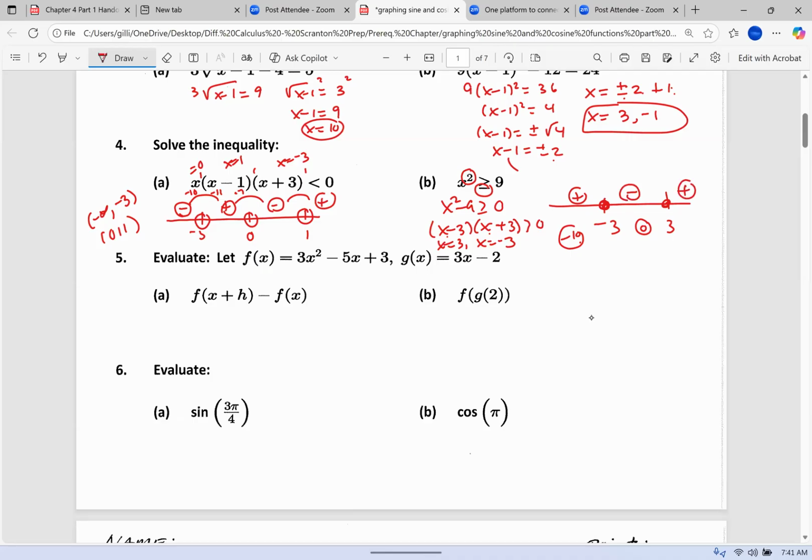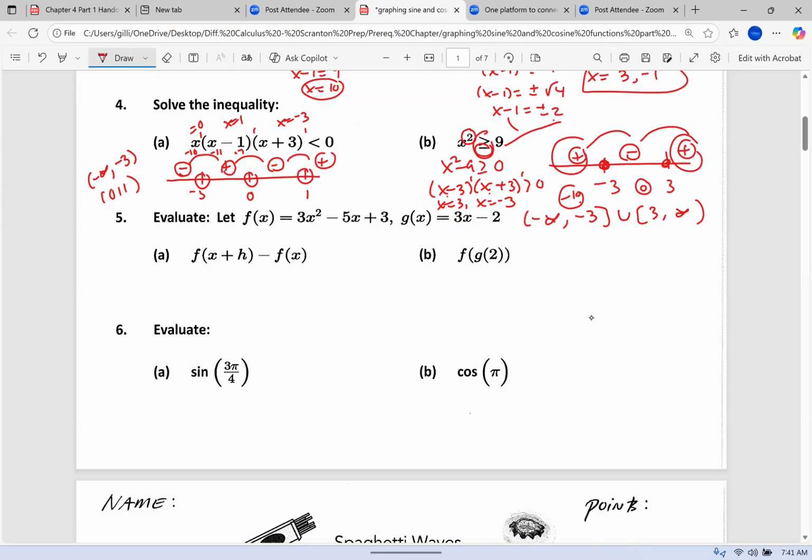They're going to alternate signs again because they're odd multiplicities. Where we're greater than or equal to 0 is where the number line is positive. So that's from -infinity to -3 bracket, in union with 3 bracket to infinity.